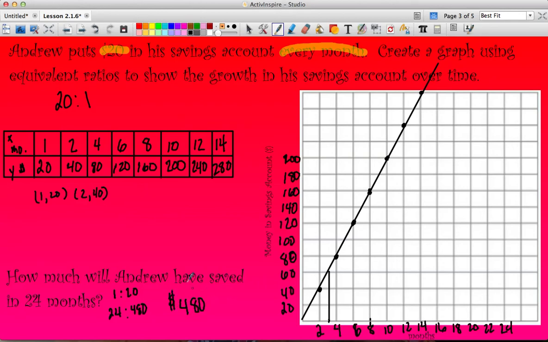Okay, so you can use the graphs or you can use what you know about equivalent ratios to answer these questions. It's the same idea. Sometimes all they're going to give you is a graph to find these answers.